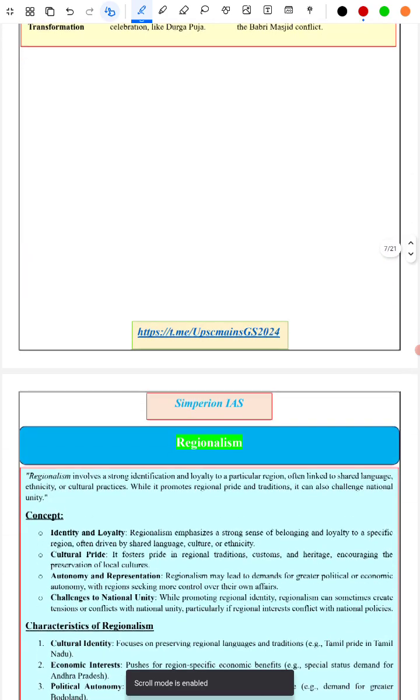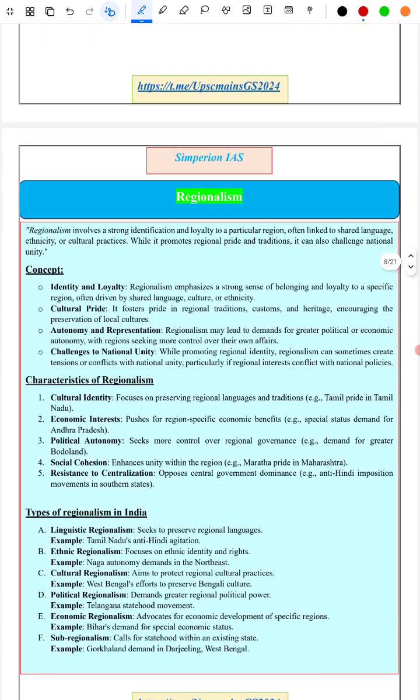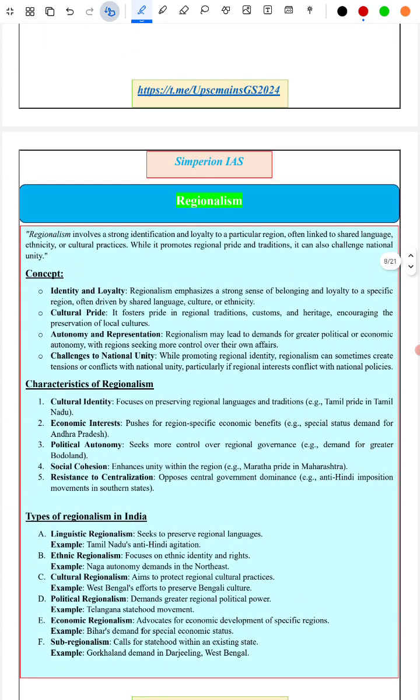Let's go to the next topic, that is regionalism. Initially we have covered the definition of regionalism. It's one of the important topics among the three topics, secularism, communalism and regionalism. UPSC has asked many questions on regionalism, so it's an important topic. All three topics are important, but the most number of questions are asked from this particular topic.